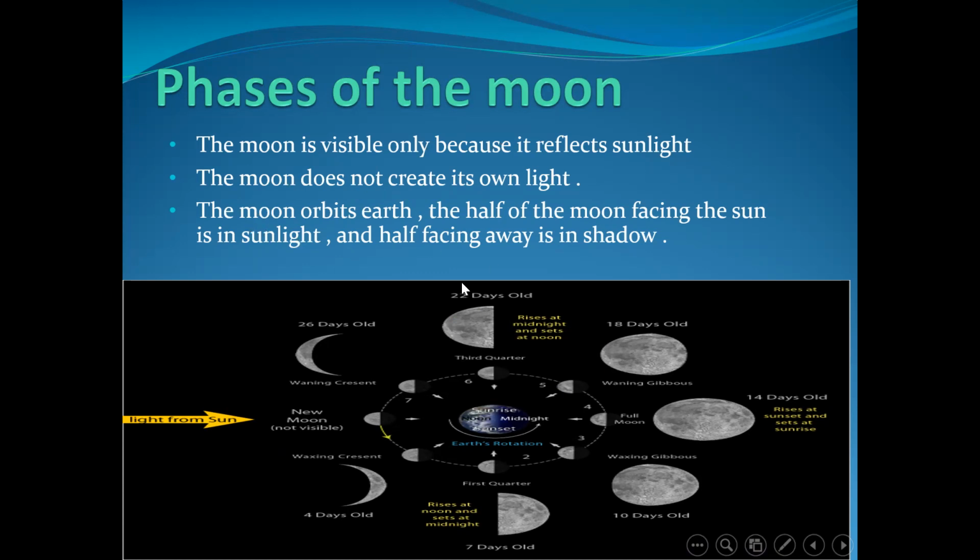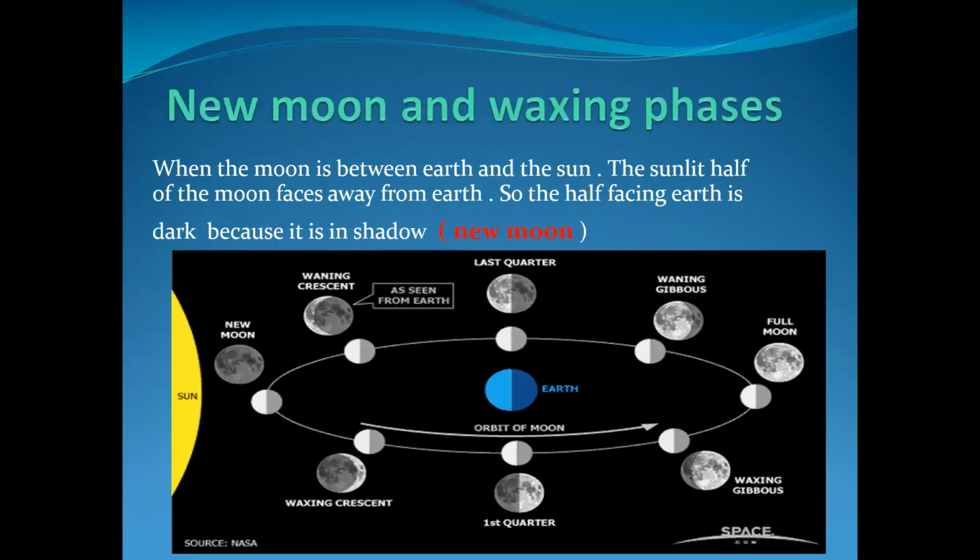So if we discuss the phases of the moon, you will see here the earth. Starting from here, if you are standing in this part of earth, your country is here, so you see the moon. In this case, the moon is between earth and the sun.